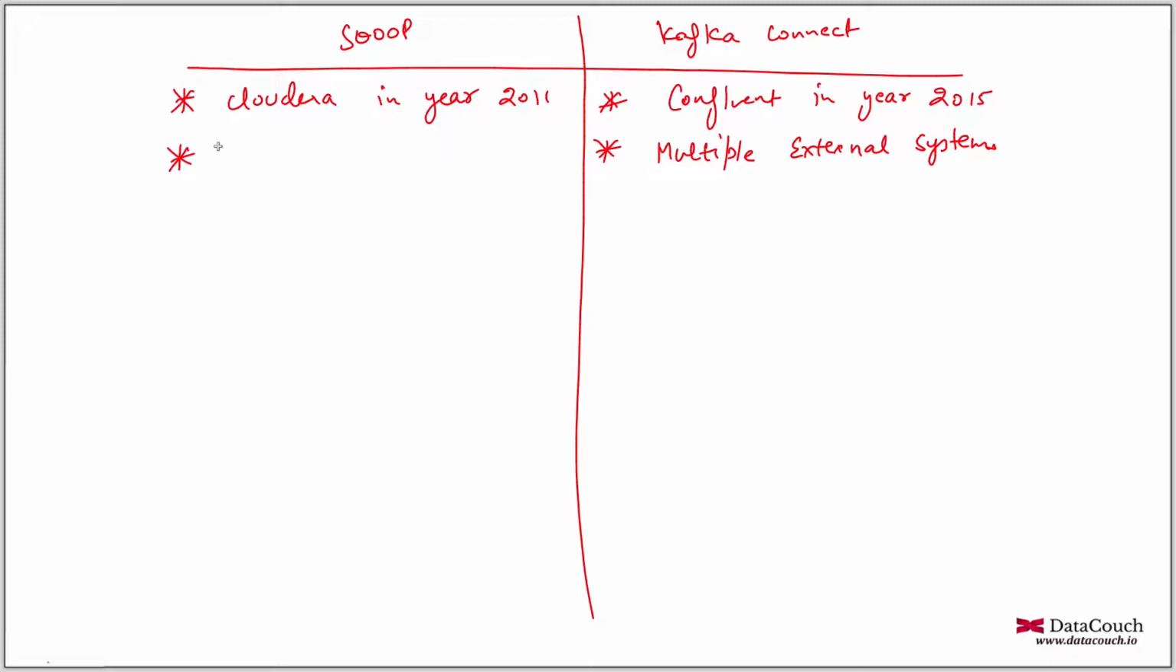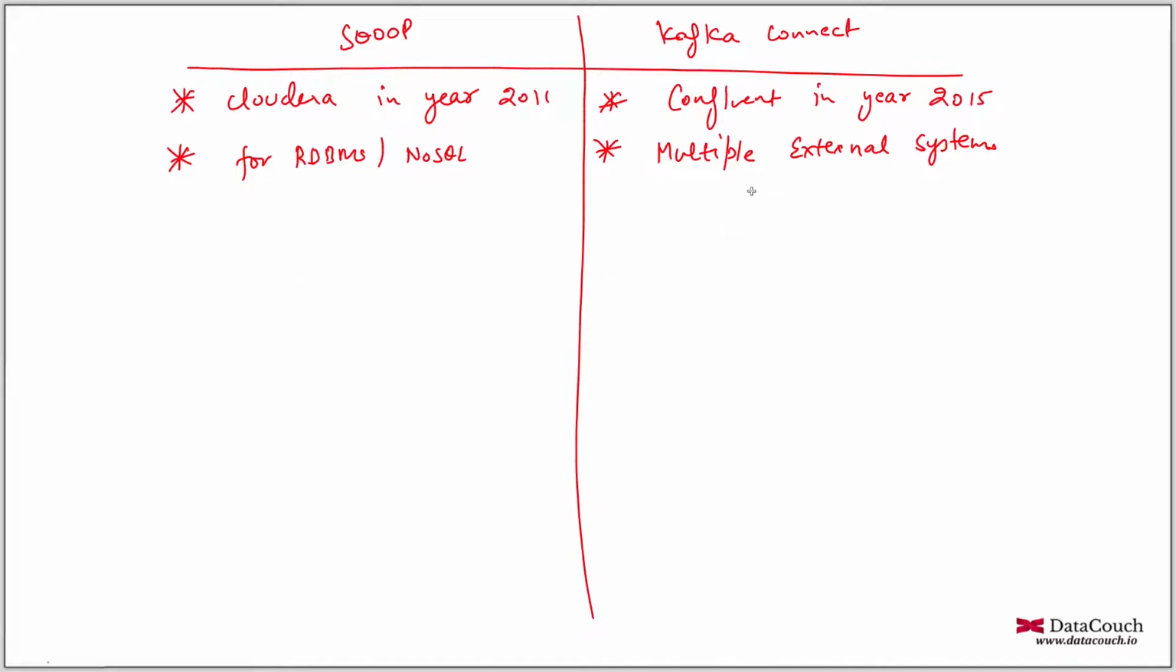Sqoop is primarily for RDBMS, but it does support some NoSQL databases like HBase, and there is some support for mainframe DB2. But primarily, Sqoop is for relational databases.